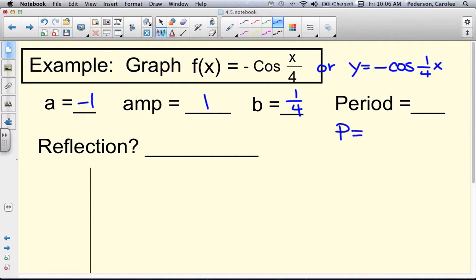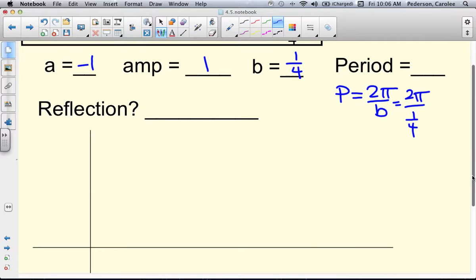So period equals 2 pi over b. So 2 pi over 1/4. What do I do with a fraction over fraction? Reciprocate and change it to multiplication. So we get 2 pi times 4 over 1, which is 8 pi. So now it's going to take a distance of 8 pi to do one revolution. From the parent function, it's going to take us a lot longer. It's going to be a more stretched out cosine wave.